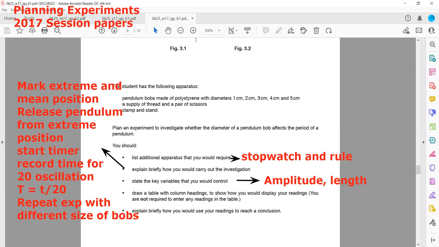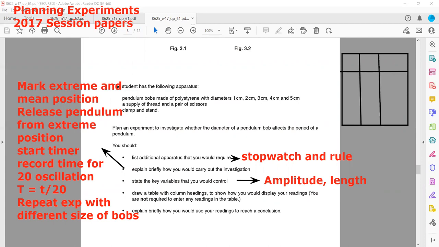Then draw a table with column headings to show how we represent our results. So we'll have the diameter, then the time for 20 oscillations, and then the time period. Because we know we have 1, 2, 3, 4, and 5 centimeters, the diameter is in centimeters. So we can write the numbers here, 1, 2, 3, 4, 5, because we know 5 different bobs are available. Then small t is the time for 20 oscillations, and capital T is the time for 1 complete oscillation. For point 3, you can also mention the number of oscillations or number of vibrations. That's also true. So this is a table.